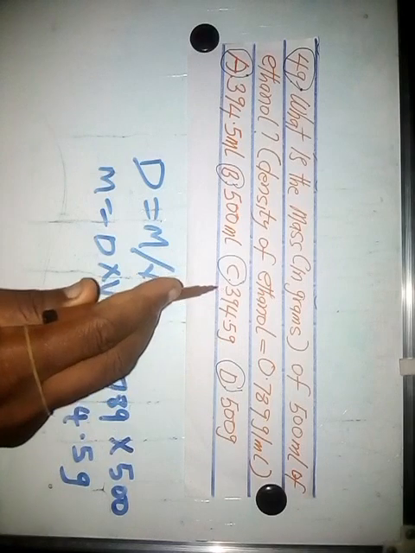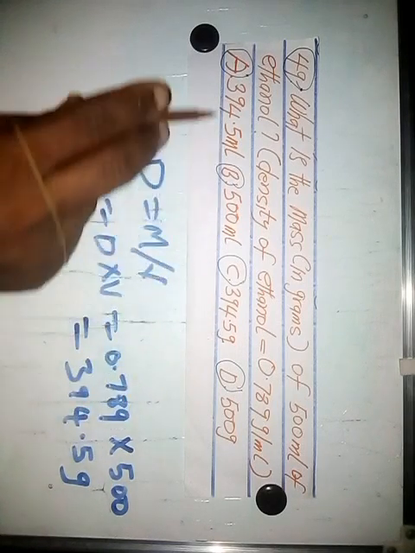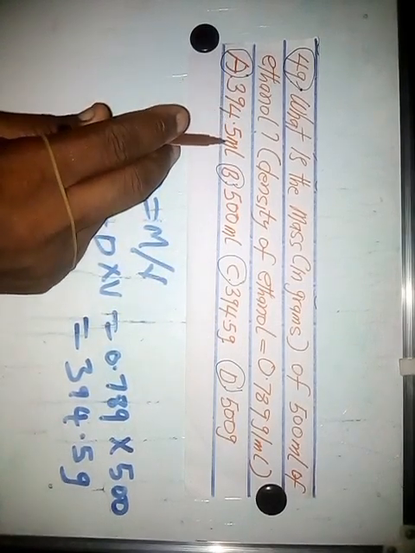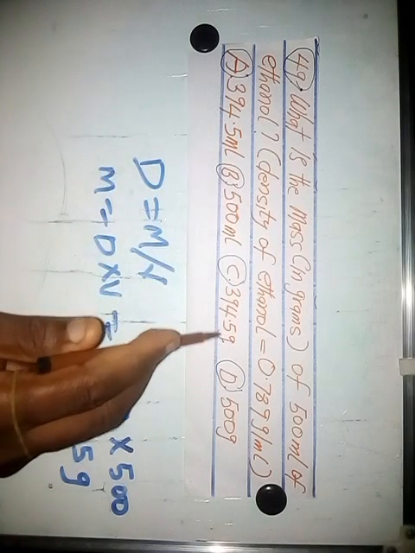Your answer is C, 394.5 gram, not 394.5 ml. That is volume. This is mass. You're looking for mass. So your answer is C.